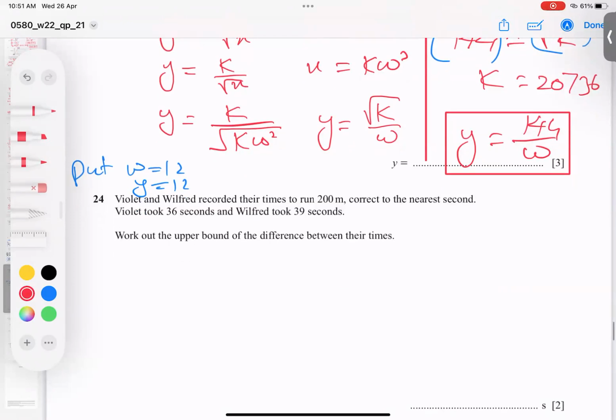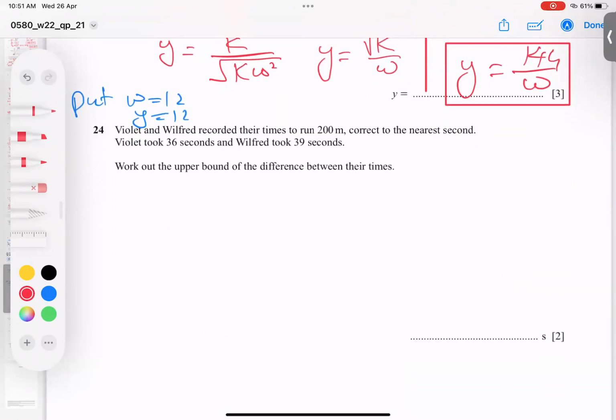So let's go for question number 24. V and W recorded their time running, correct to the nearest second. Nearest second means 1 second, so the absolute error is 1 second. And always, you divide 1 second by 2, so you get plus and minus half.